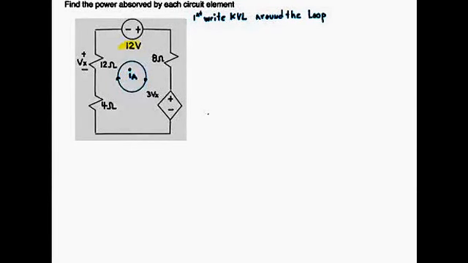The first element is the voltage, so we write 12 equal to 8 times the current plus 3 v sub x plus 4 times the current minus v sub x.